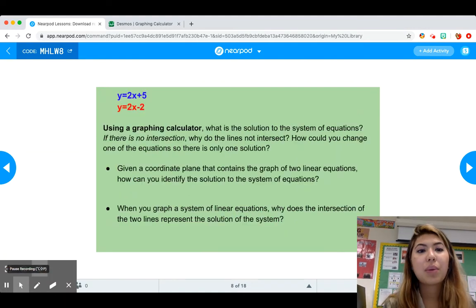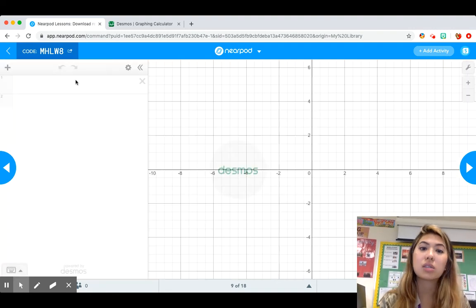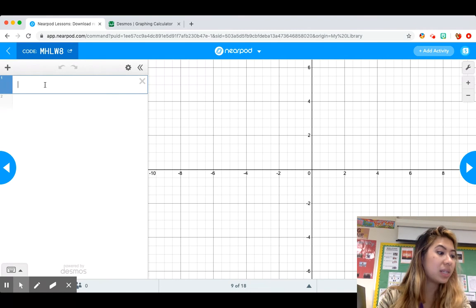So for this problem, we're given y is equal to 2x plus 5 and y is equal to 2x minus 2. And using a graphing calculator, we have to figure out what is the solution to the system of equations. And if there is no solution, why do the lines not intersect? And how could we change one of the equations so that there's only one solution? There's also 2 other questions, but we're going to go ahead and graph these 2 lines to see if there's a solution and what is the solution.